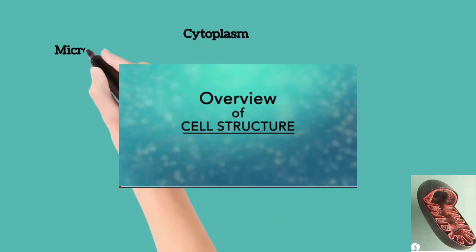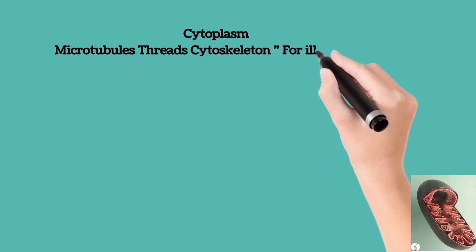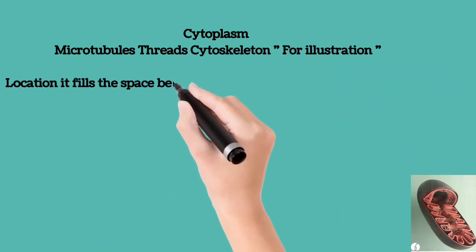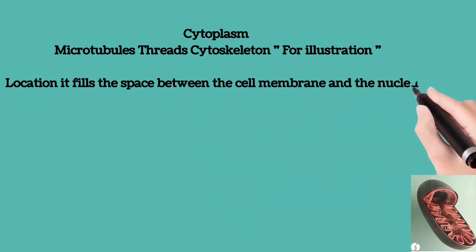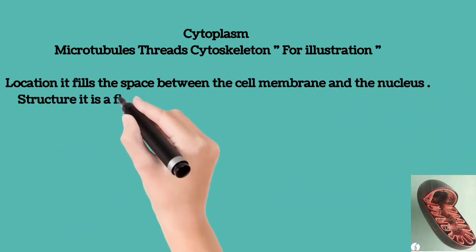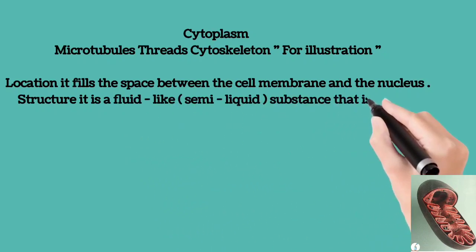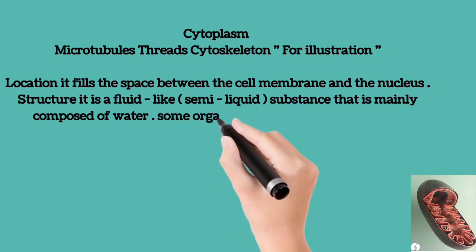Cytoplasm. Location: it fills the space between the cell membrane and the nucleus. Structure: it is a fluid-like, semi-liquid substance that is mainly composed of water and some organic and inorganic substances.